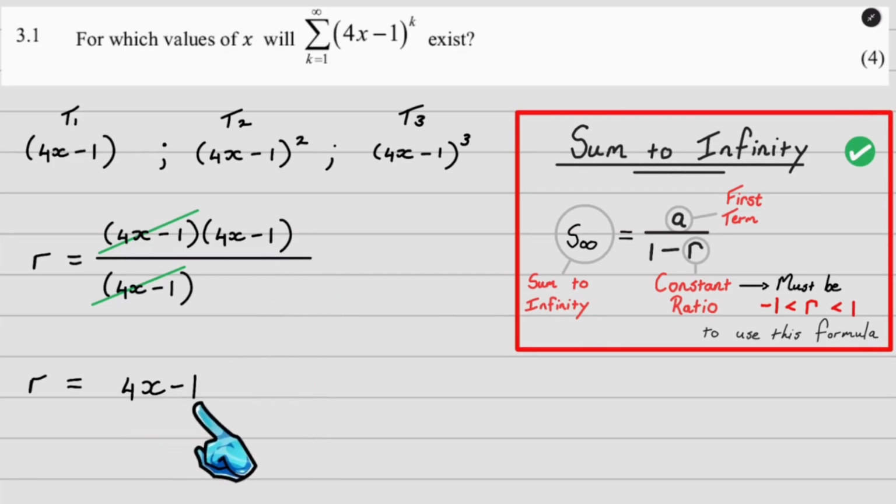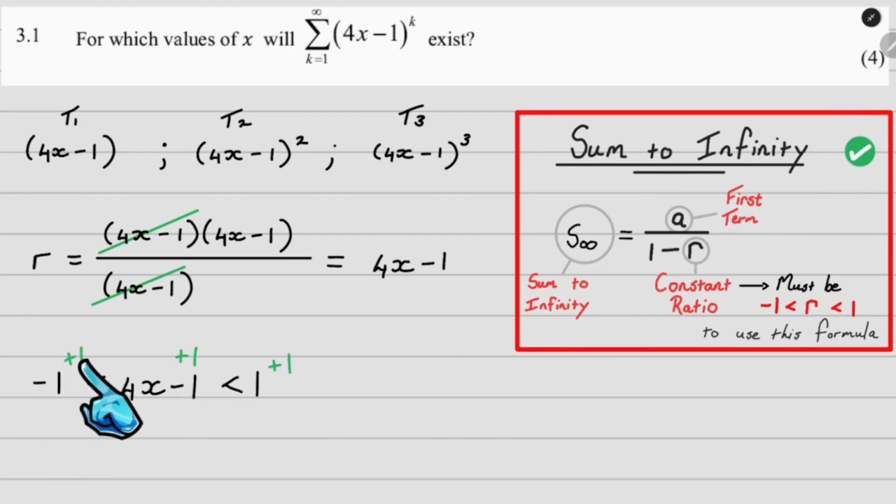Now this ratio, I want it to be in between 1 and -1. So I just model it like that. I just replace this r with this over here. So you can see I've just replaced that r with what the ratio actually is. And then I solve for x. So I'm going to plus 1 everywhere. And then -1 plus 1 is just 0. -1 plus 1 is 0 again, so I'm only left with 4x in the middle. And 1 plus 1 will give me 2.